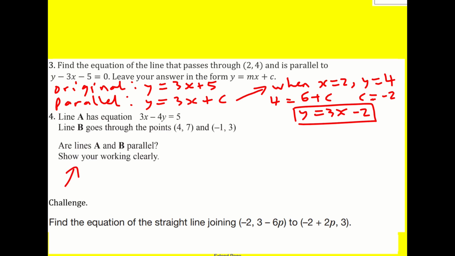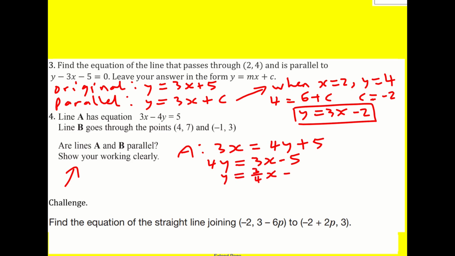And then this one here. Sometimes you see questions that link in previous topics, like equation of a line through 2 points, to something like this. So we need to be able to deal with that. Okay, let's look at line A. This time we got the minus 4y. So my advice would actually be add 4y to both sides. So 3x is equal to 4y plus 5. Then minus the 5 and swap the sides around. 4y is equal to 3x minus 5. Y is equal to 3/4 x minus 5 over 4.